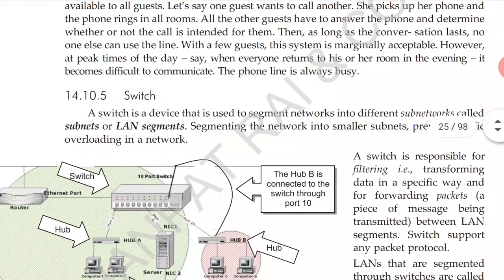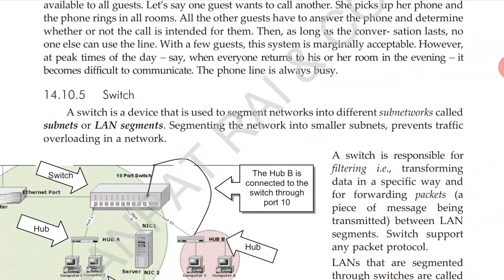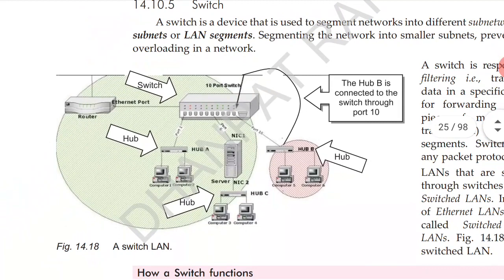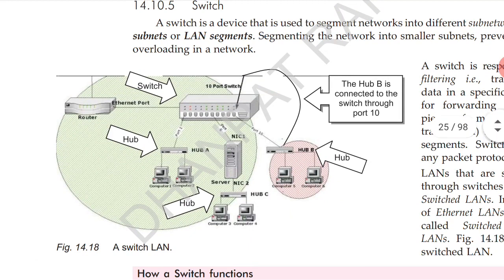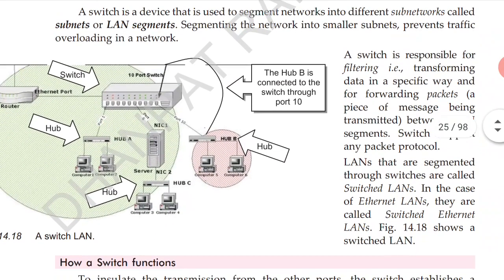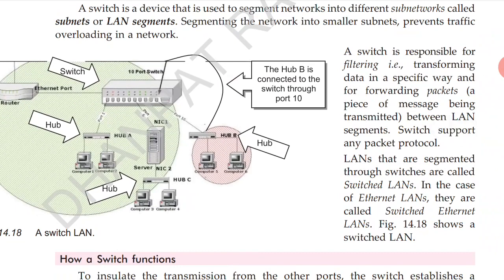A switch is a device that is used to segment the network into different subnetworks called subnets or LAN segments. Here you can see there are small subnetworks and these are connected to the main switch. A switch is similar to the hub, it consists of ports where we can attach the LAN cables. A switch is responsible for filtering, that is transferring data in a specific way, and for forwarding packets.